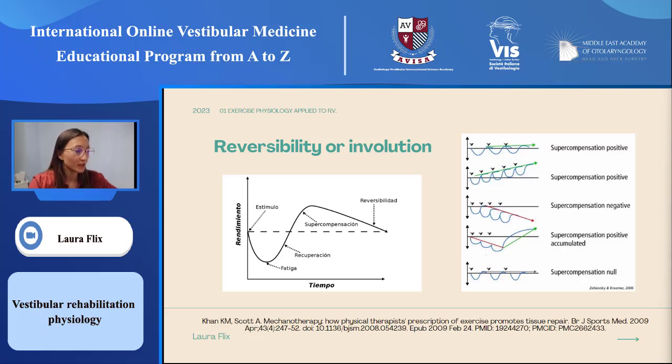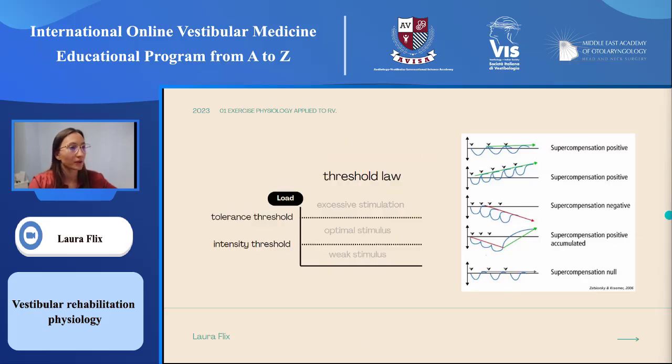So to continue, I would like to explain it similarly, but with the threshold law. Okay, the threshold law says that you need a minimum intensity in the stimulus to start having changes, no? If the stimulus is too weak, the body won't try to make any change because the intensity is not enough.